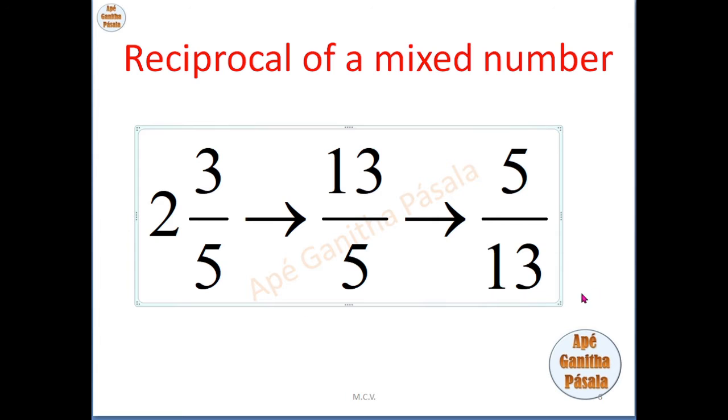So what is the reciprocal of that mixed number? Interchange the numerator 13 and denominator 5. Then the reciprocal of 13 over 5 is 5 over 13. So what do you have to do when you find the reciprocal of a mixed number? First convert that into an improper fraction. Then interchange the numerator and the denominator.